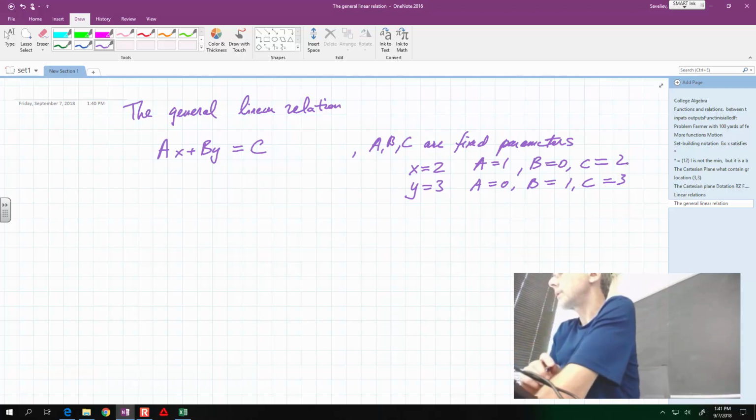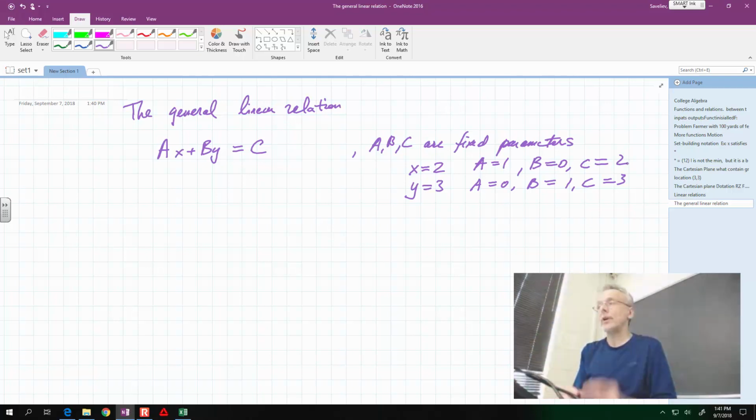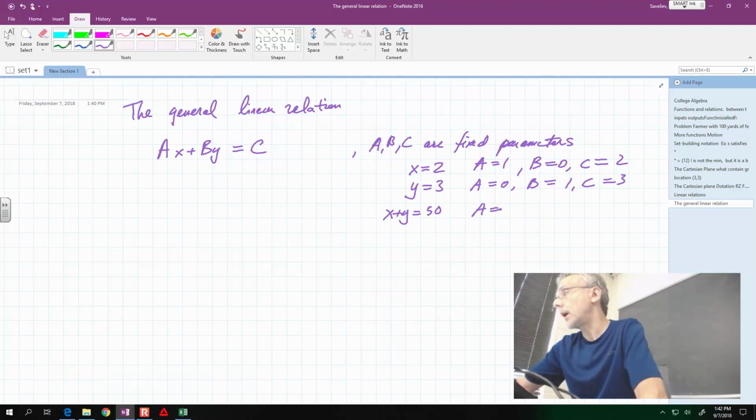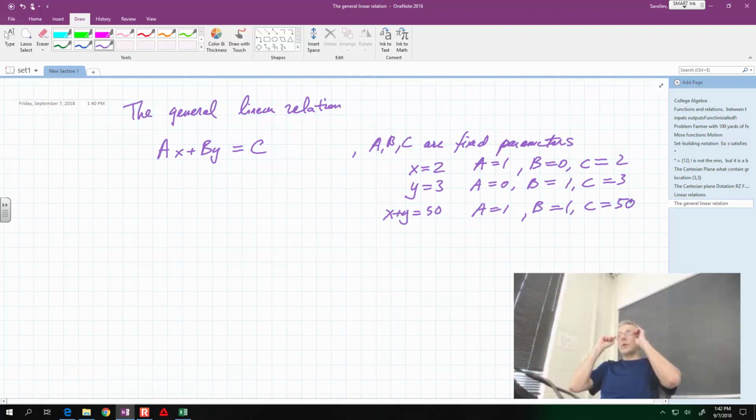Okay, so as you can see from this general equation, we can get the two extreme, degenerate cases, if you like, of linear relations, as well as the one that we had, x plus y is equal to 50. Remember this one? So here A is equal to 1, B is equal to 1, and C is equal to 50. So all three examples that we have seen so far, linear relations, fall into this category. You just have to choose the A and B correctly.